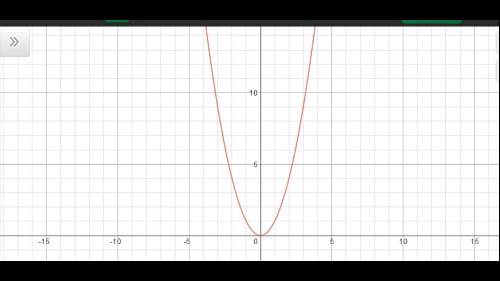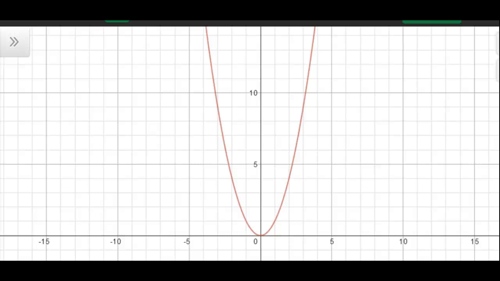And so if x is 0, 0 squared is 0. 1 squared is 1, so you put in an x value of 1, you get a y value of 1. 2 squared is 4. 3 squared is 9. Negative 3 quantity squared is 9, right?